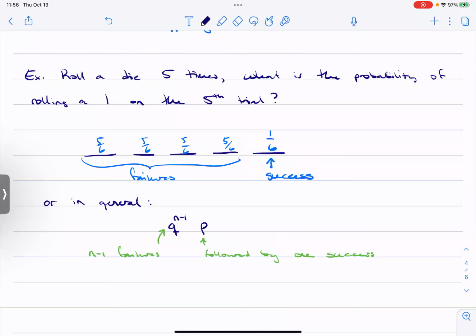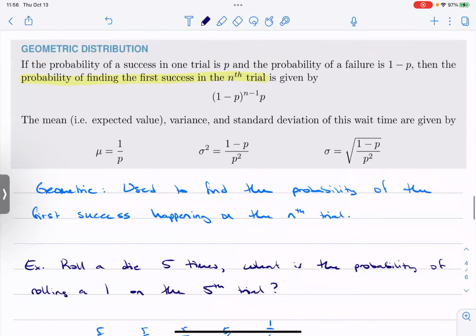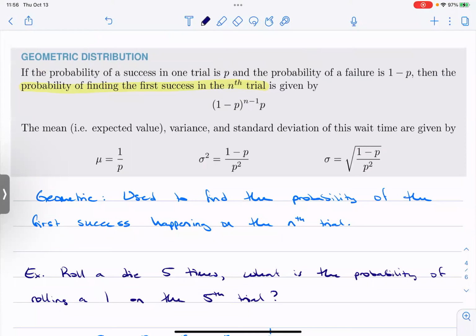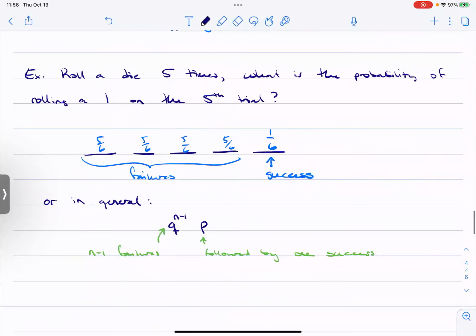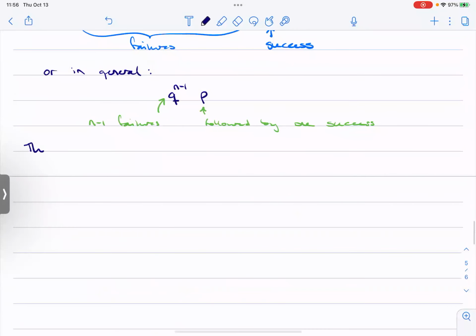Now the conditions are the same as for the binomial. We can only have success-failure situations, and we have to have independent events. The conditions for the geometric are the same as for the binomial.